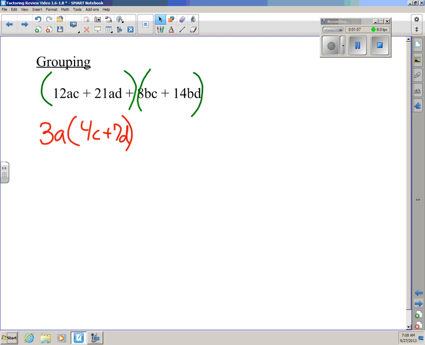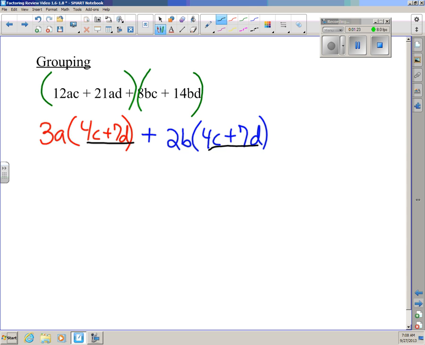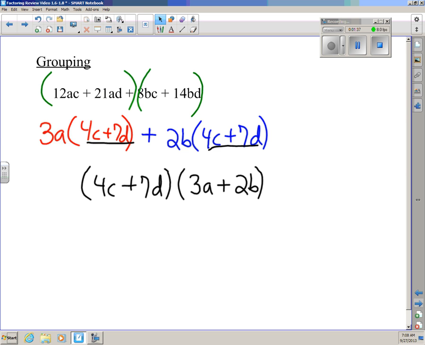And you can factor the next set. I'm going to factor 2B, leaving me with 4C plus 7D. Notice here you have a common factor, 4C plus 7D. That's your common factor, 4C plus 7D, times 3A plus 2B. That's factoring by grouping when you insert parentheses.